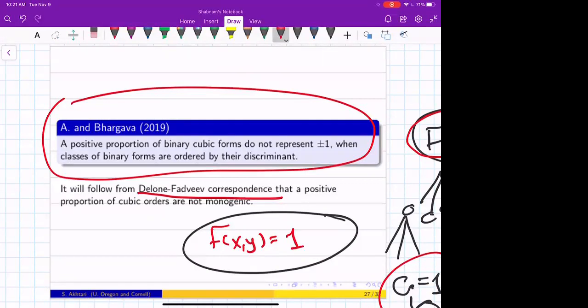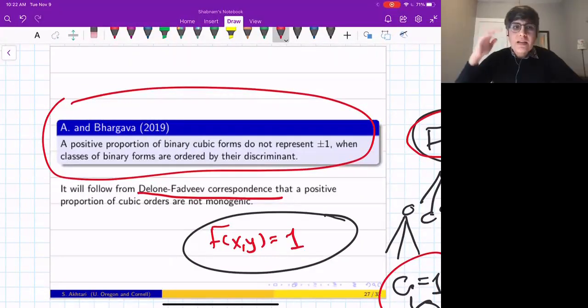Actually, I have a question. I haven't done my homework on this question, I haven't searched for it. But this conjecture that you said, that you expect density zero monogenic cubic fields, is it also conjectured to be zero density for other degrees?